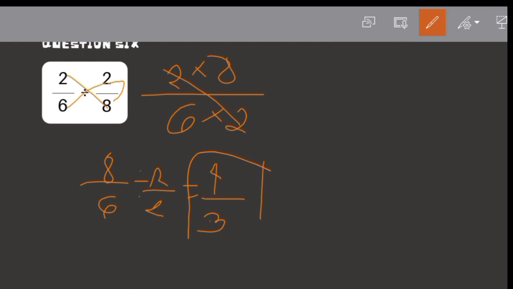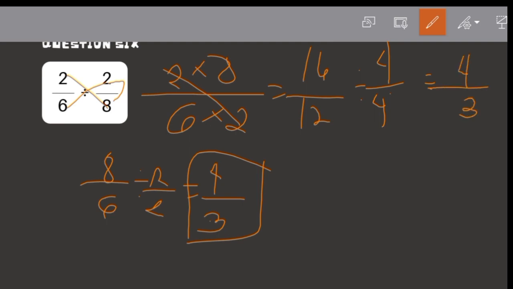Is that the final answer? Let's get it manually first. So 2 times 8 is equal to 16, right? And 6 times 2 is equal to 12. And we just need to simplify since their GCF is 4, right? 16 divided by 4 is 4, and 12 divided by 4 is 3. So, same as this one.